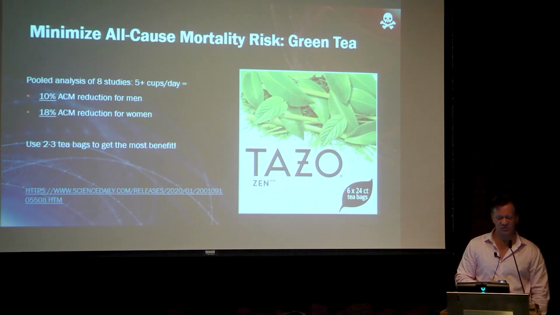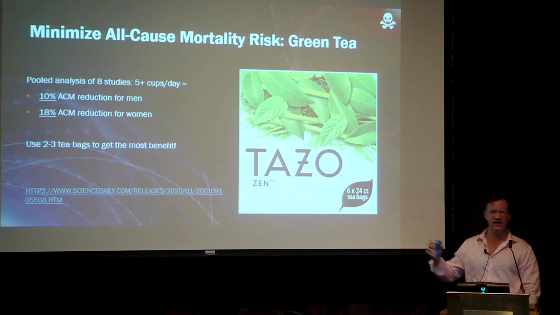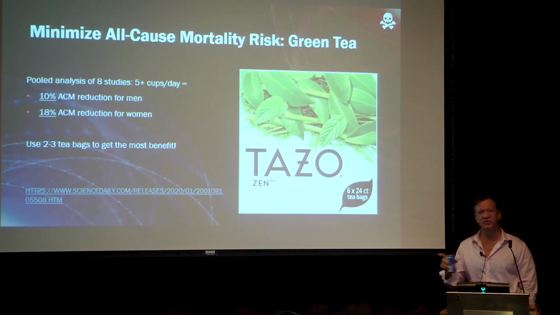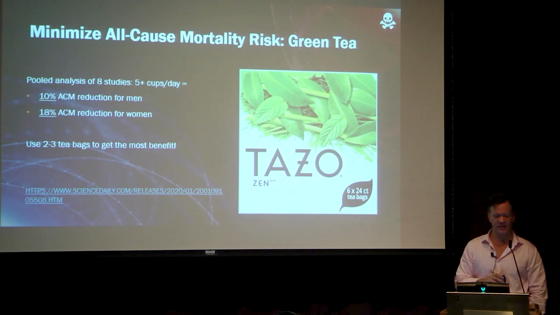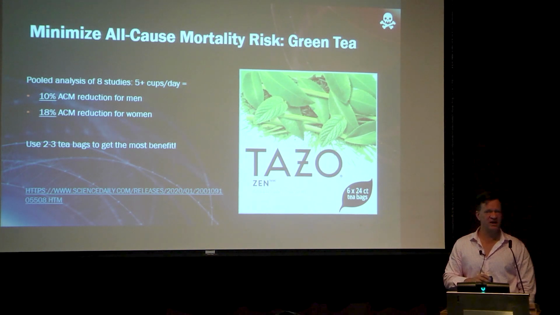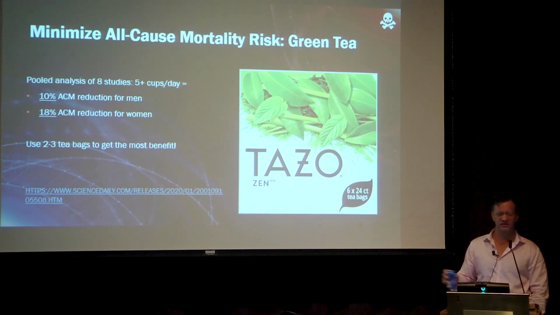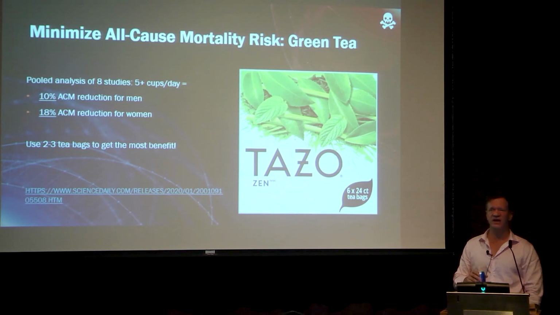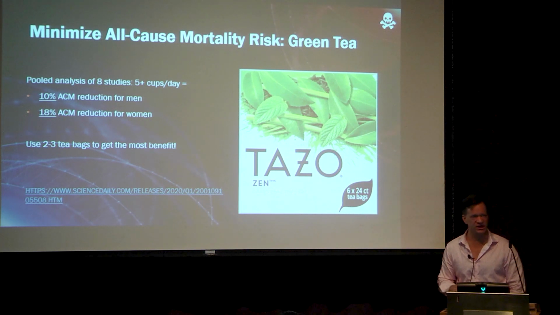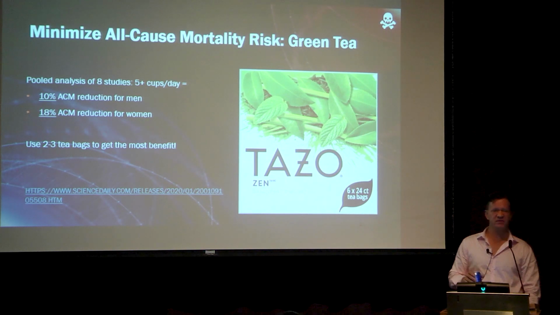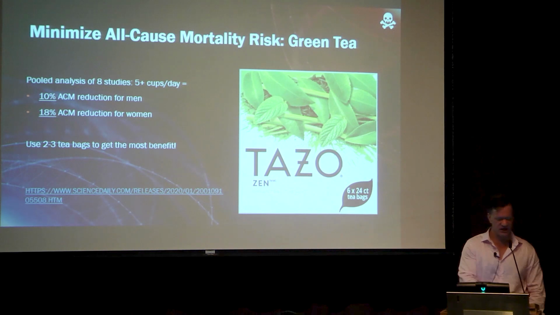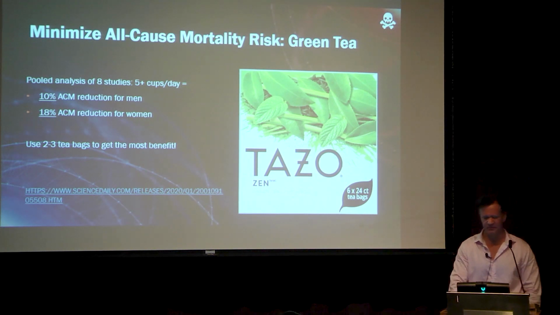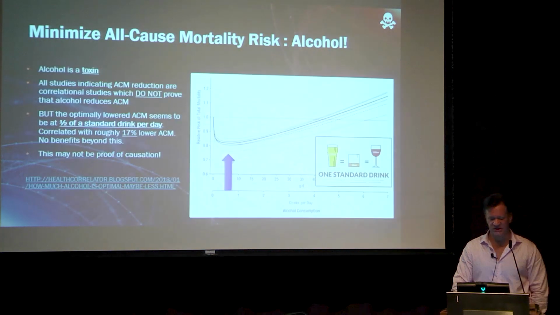Green tea. There was a very interesting pooled analysis of 8 studies. Again, I'll link to this, just like everything else, in the show notes, that showed that people who drank 5 or more cups of green tea a day reduced their all-cause mortality by 10% if they were a man, and 18% if they were a woman. So that's pretty amazing. Green tea is about a lot more than caffeine. There are a ton of amazing polyphenols in green tea, especially a chemical called epigallocatechin 3 gallate, or EGCG. When people talk about cancer and minimizing cancer risk, they often talk about EGCG. It also seems to help with weight loss. A lot of dietary supplements have it. But there's a lot of other stuff in green tea that seems to be super useful.